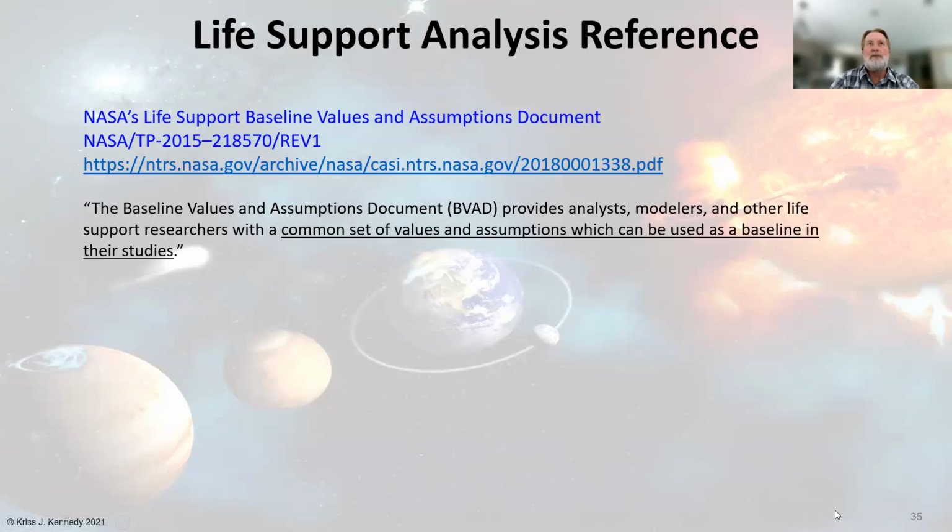Here's a reference on life support analysis, giving you some of the baselines and assumptions that it provides for analysts, modelers, and others related to life support. In other words, how many consumables humans need, how much CO2 is given off, how much oxygen you need, food, water, etc., how much feces or urine you would be giving off, and other assumptions and baseline values.